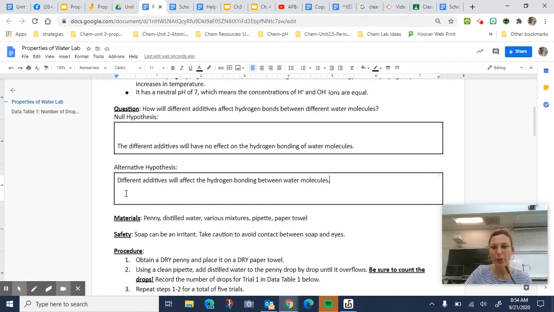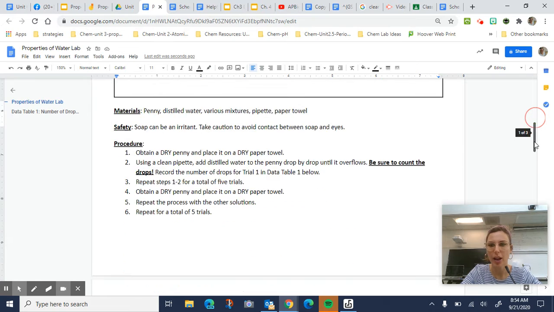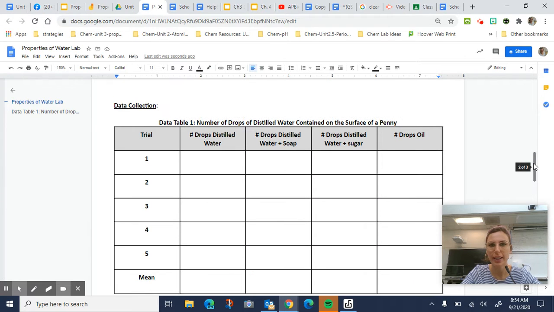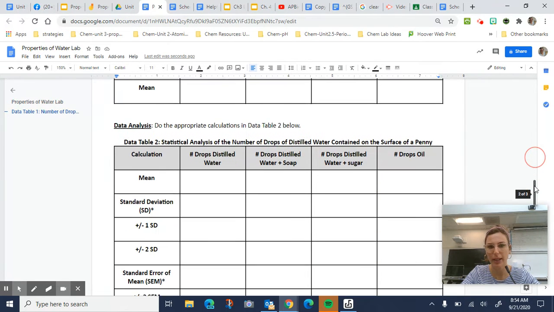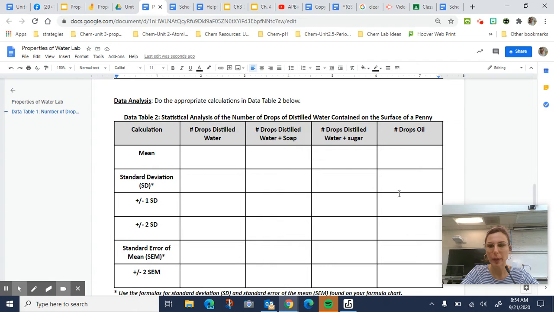For this first portion, what we're going to do today, we're just going to be occupied with collecting data for data table 1, the actual number of drops of the liquid on the surface of the penny. We will follow up with some individual practice for standard deviation and some other statistical practice. When we come back to class on Wednesday, we're going to work on data table 2. So don't worry about doing data table 2.